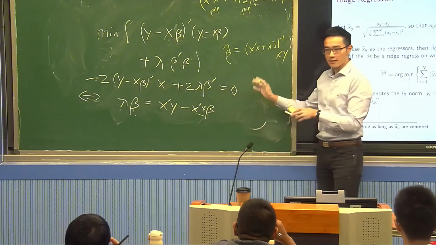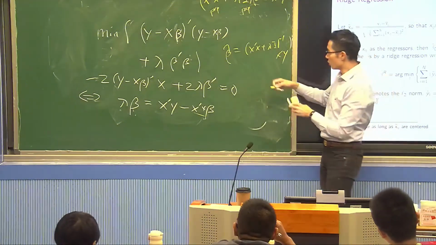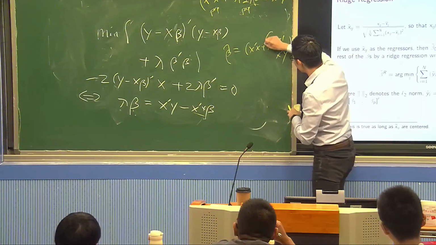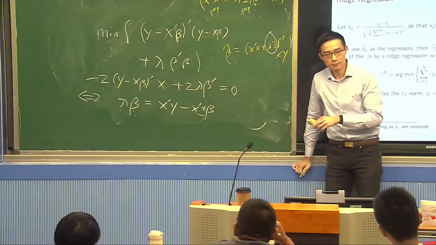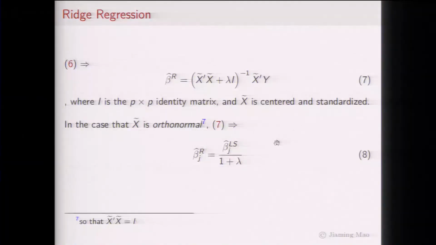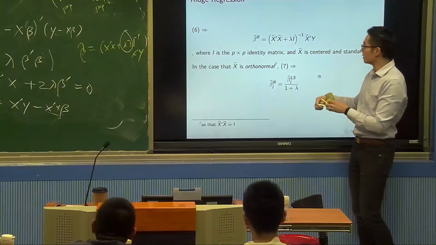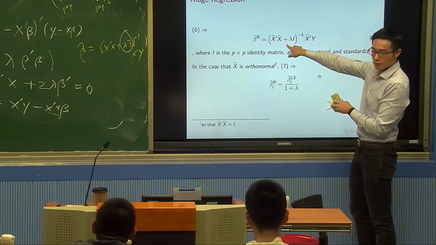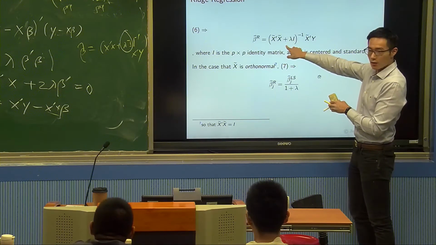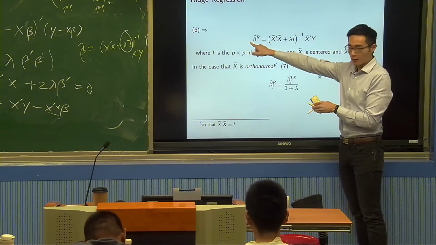It looks exactly like the OLS formula. The only difference is that now we have this plus lambda I here. So here's the result, exactly the same as the OLS formula. The only difference now is we are adding lambda here. So immediately you can see that we're shrinking beta.